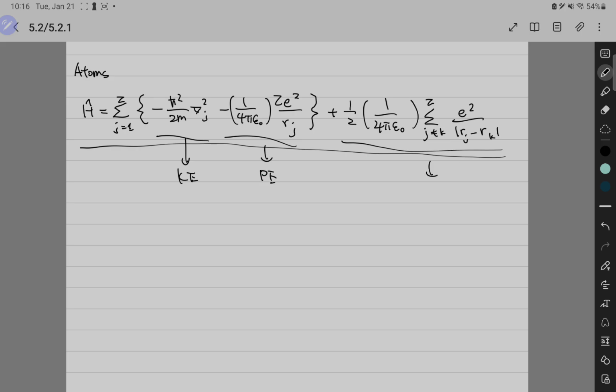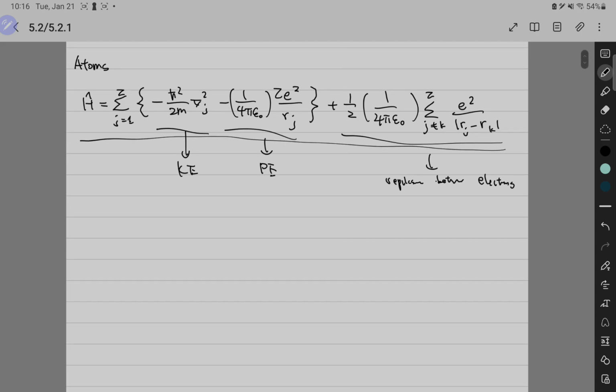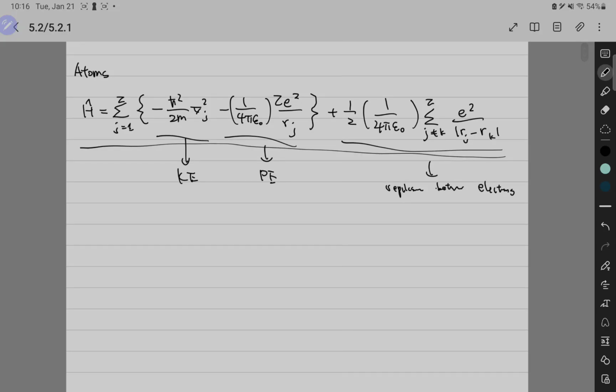And then you have the last part. The last part is responsible for the mutual repulsion between electrons, because they're both negatively charged. So this is repulsion between electrons. And these are all the factors that contribute to the total energy of the system. In the case of hydrogen, you wouldn't need to consider this latter term because you only have one electron, so there's no mutual repulsion between electrons.